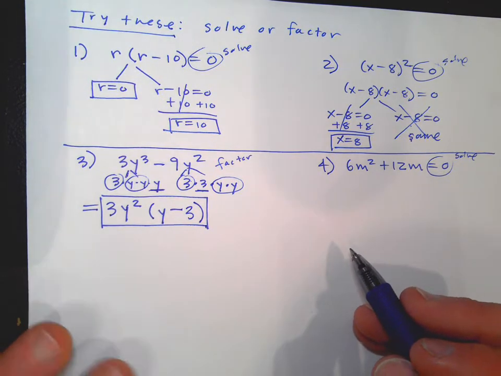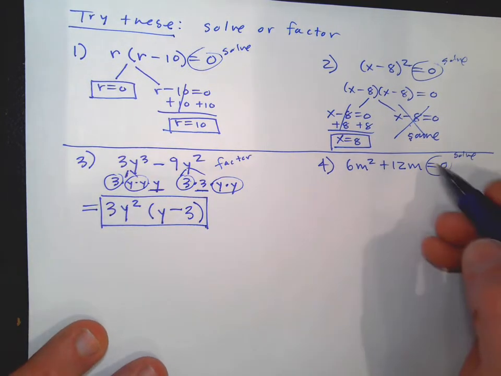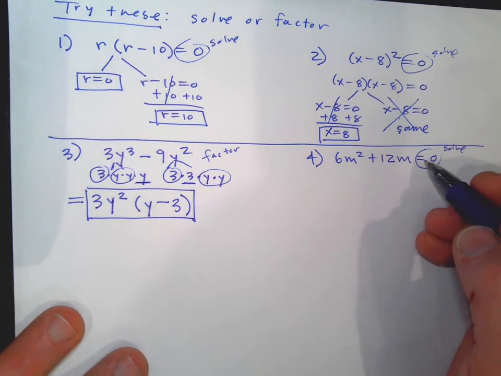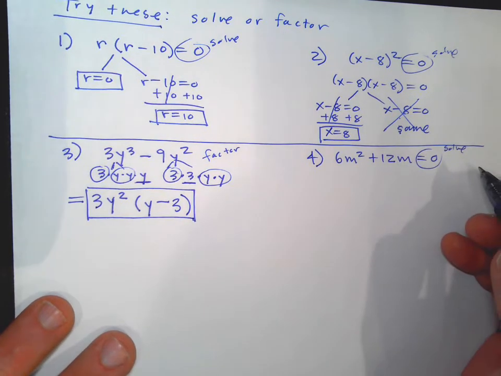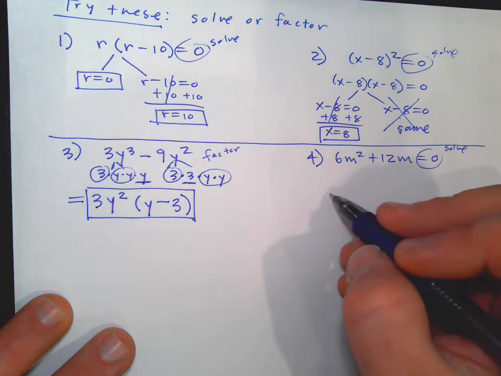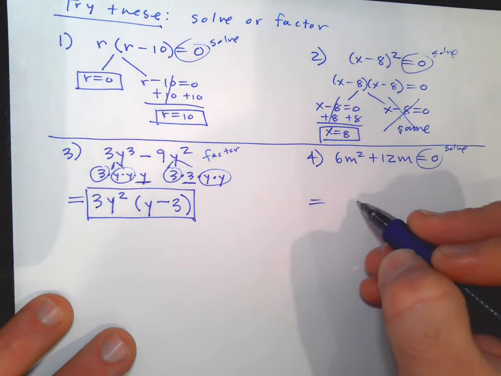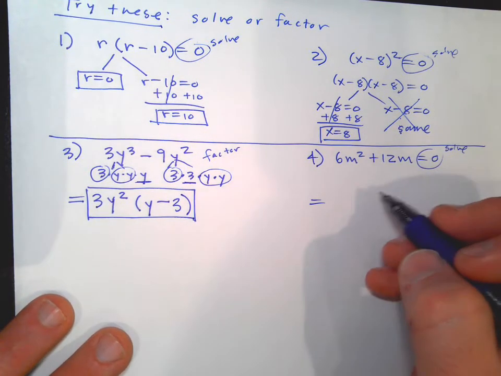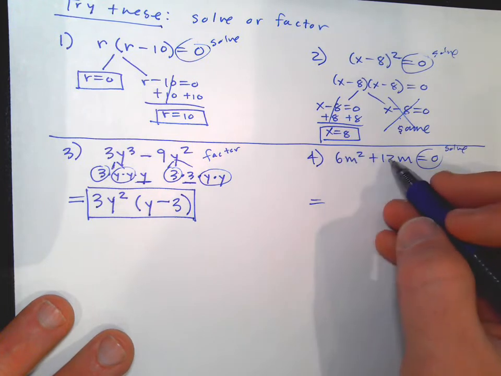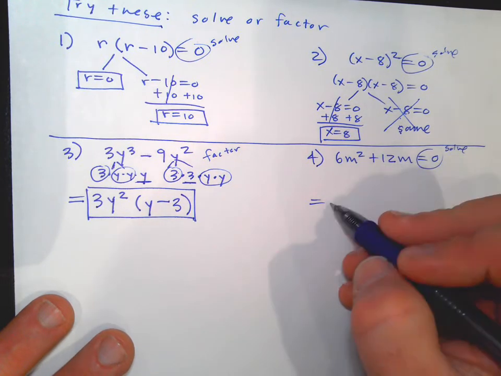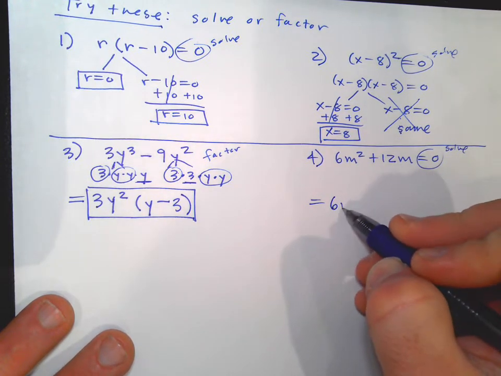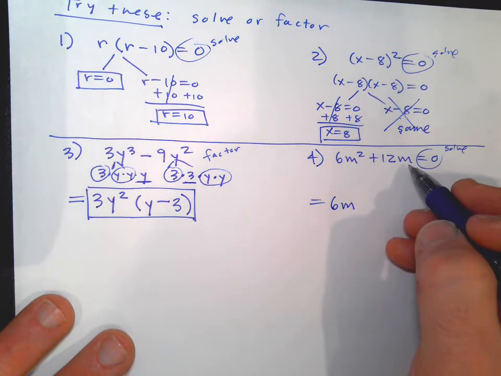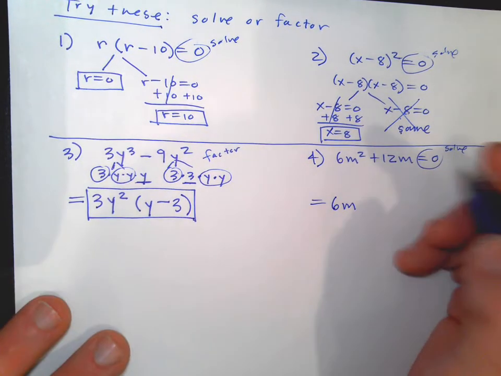Okay? Next one. Has an equal 0. That means we could solve it, but it's got to be factored before we solve it. So we've got to factor this. We've got to look for the GCF. Okay, so start trying this to see if you could figure out here. What's the biggest number we could divide out of both of these cleanly? 6. What's the most m's we could divide out of both of these? M to the first, right?